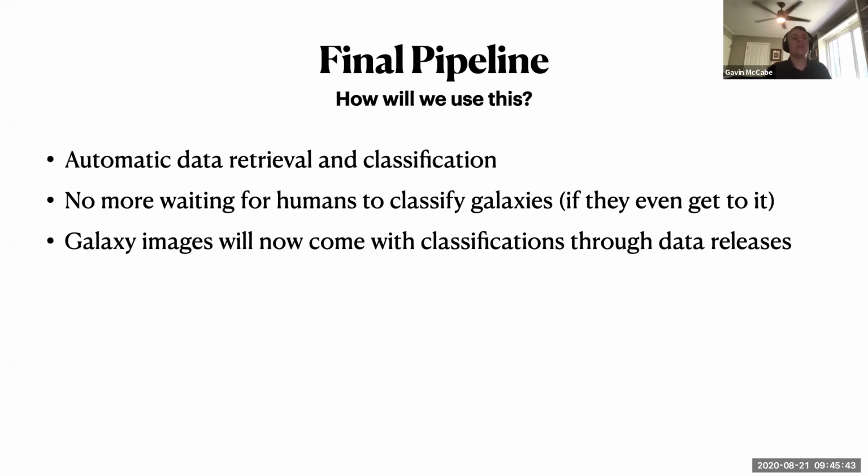So the final pipeline is going to take automatic data retrieval and classification. So we're going to get data directly from telescopes and sky surveys and automatically classify the galaxies within them. We won't have to wait for humans to classify them, and it'll be almost instantaneous. It only takes a couple of seconds.